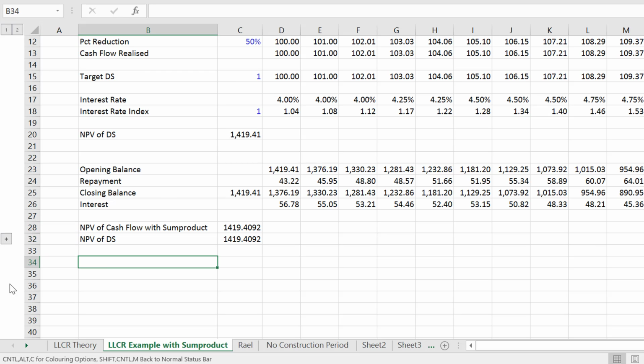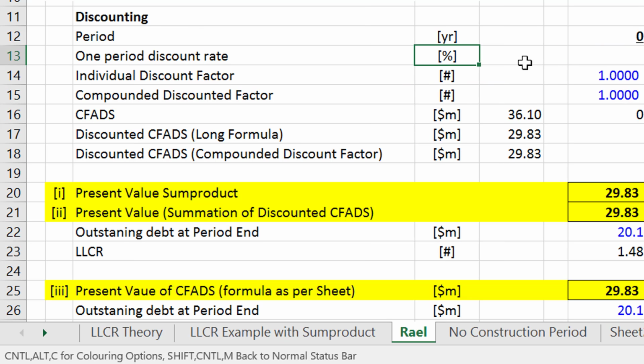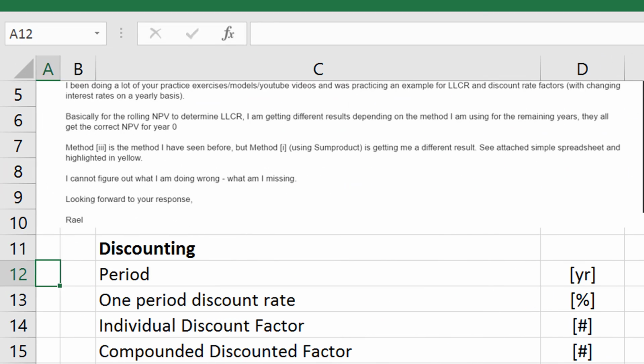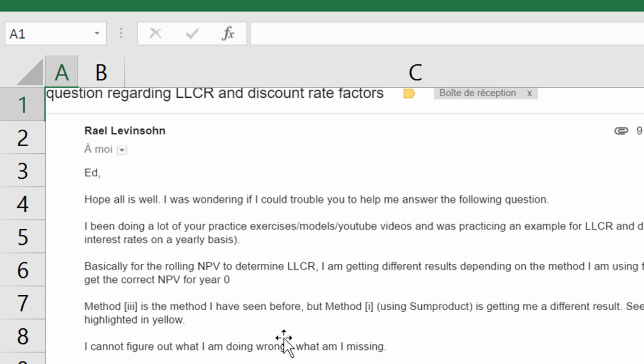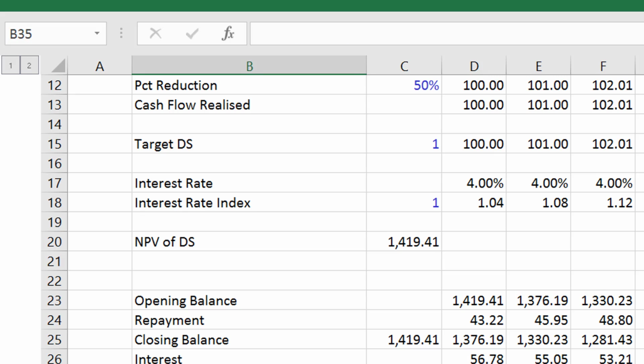Now here's the problem with rolling forward. This question came from a viewer, and I hope she doesn't get mad at me. She called it rolling forward. She hid stuff, so I don't think there's anything confidential here. She said, I've been doing the rolling PV, I'm getting different results, and I'm not sure. She asked, can you please respond? So I responded to her, but I thought her question was so good it's worthy of a video.